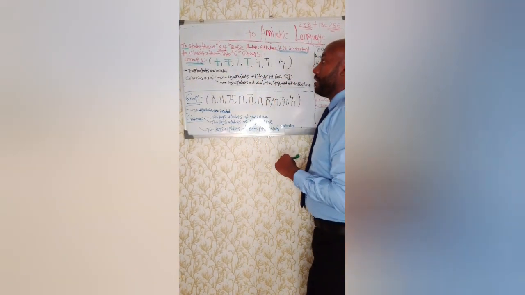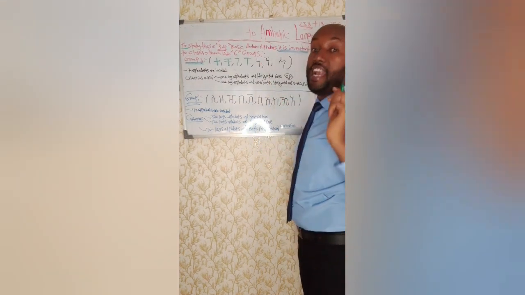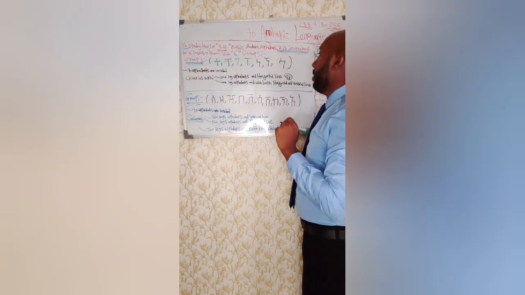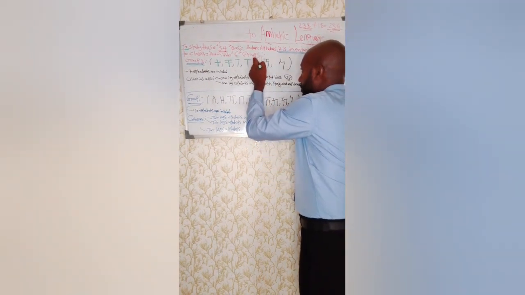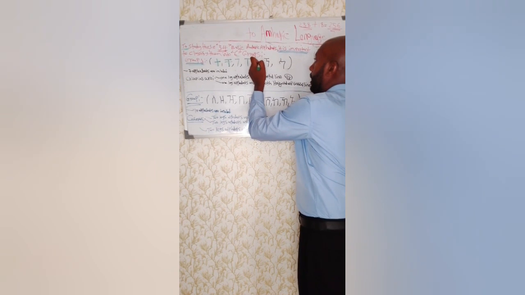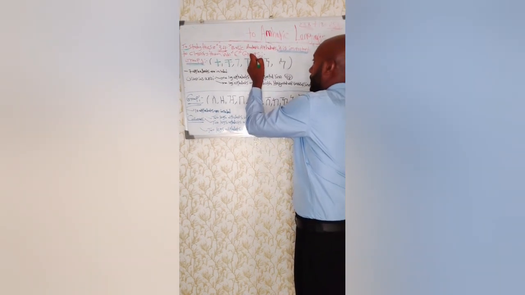The next alphabet included under group 1 is called N. This alphabet is called N, N-E, N. Why? Because it has one leg, a horizontal line, and a vertical line.